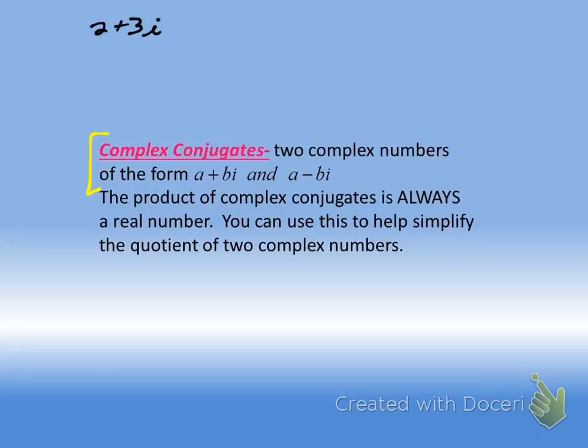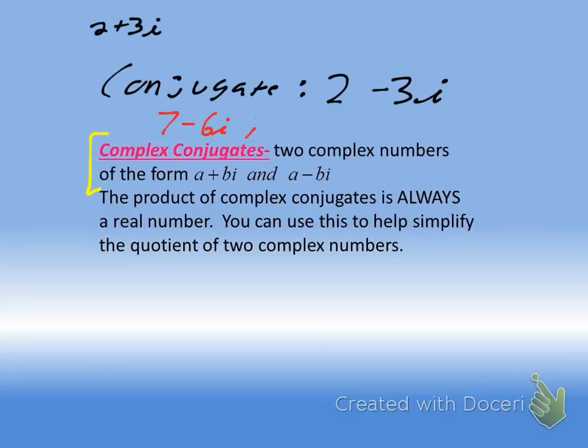All right, so the conjugate now of 2 plus 3i is 2 minus 3i. Okay. 2 minus 3i. Okay, so for another example, let's say the number I gave you was 7 minus 6i. Bless you. What would its conjugate be? 7 minus 6i. Conjugate would be 7 plus 6i.